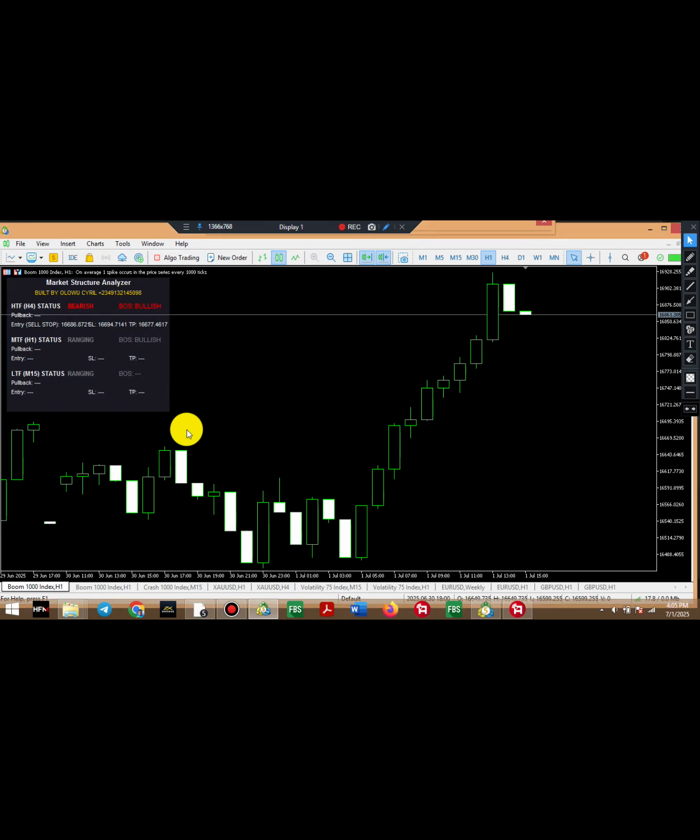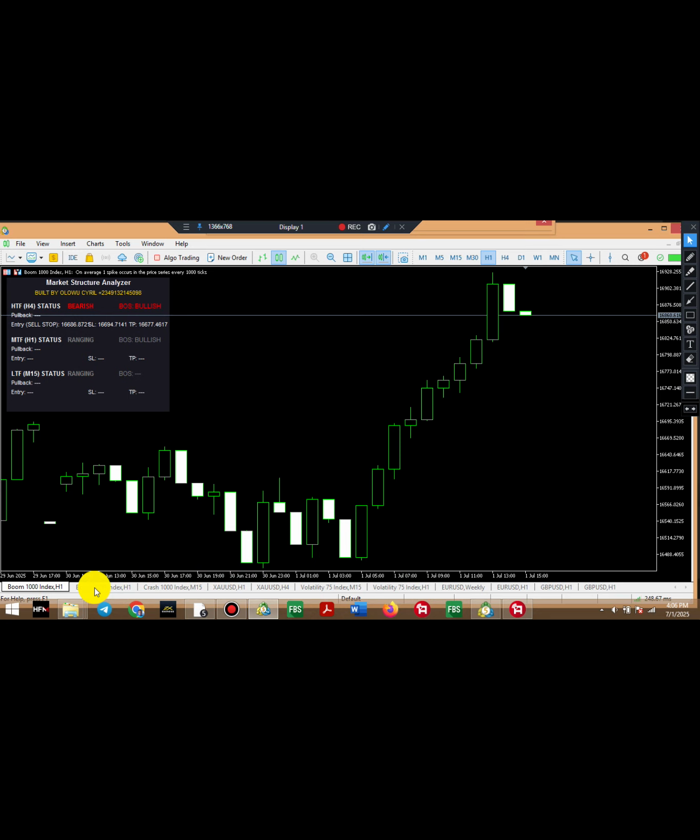So currently, the only signal available on Boom 1000 is a bullish BOS on the H1, but it's ranging. That's why, since it's ranging, it's not showing anything. The H1 and the M15 seem to be ranging, while the H4 is giving us a sell stop. That means if price breaks below this limit, we should take our sell, which I expect to go very far down, to the bottom of this chart or the lower axis.